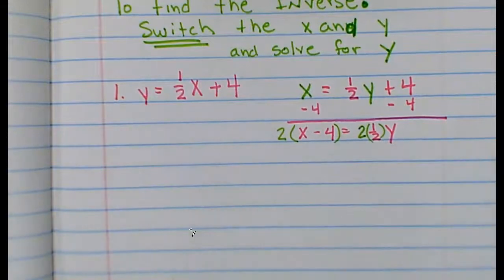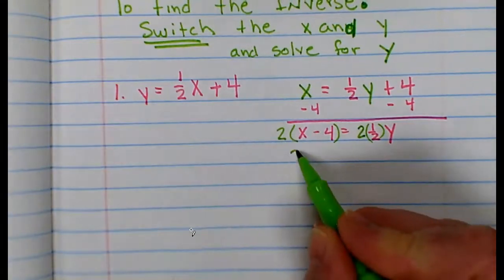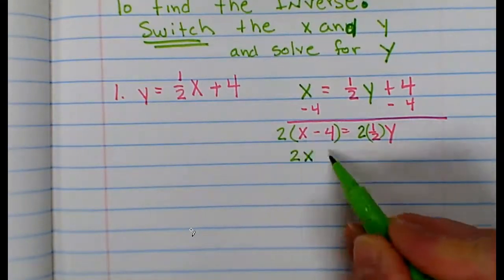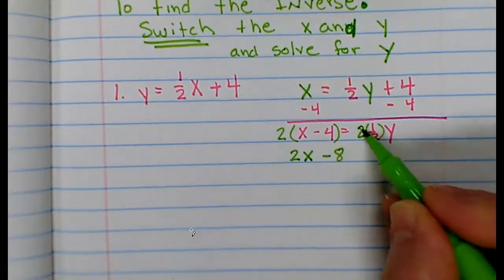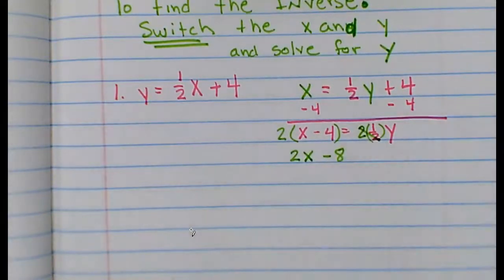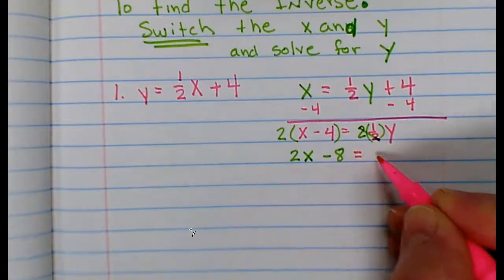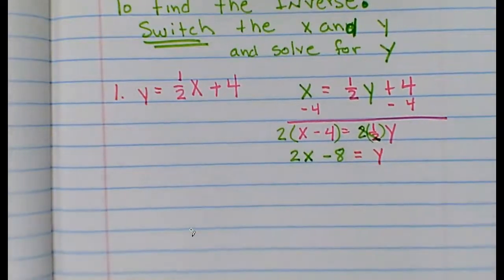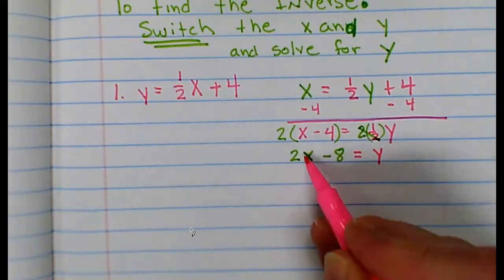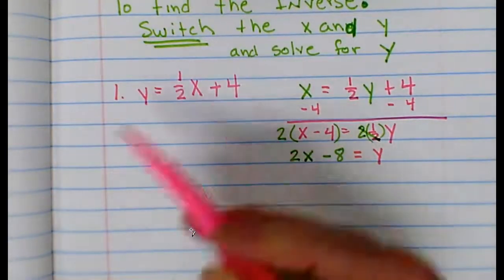Did you see I put the parentheses in there? What does the parentheses mean I need to do? So that's going to be 2x minus 8. That's going to cancel the denominator, so that's going to be 1y. That's going to be equal to y. This equation is the inverse of that equation.